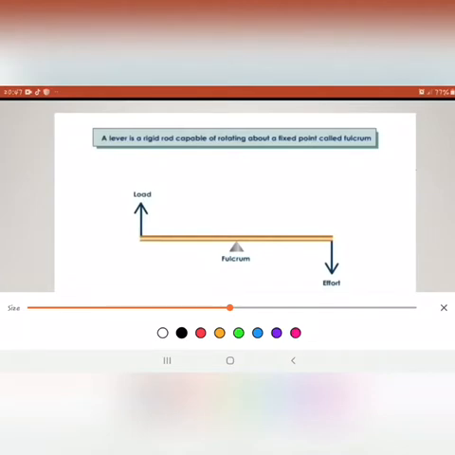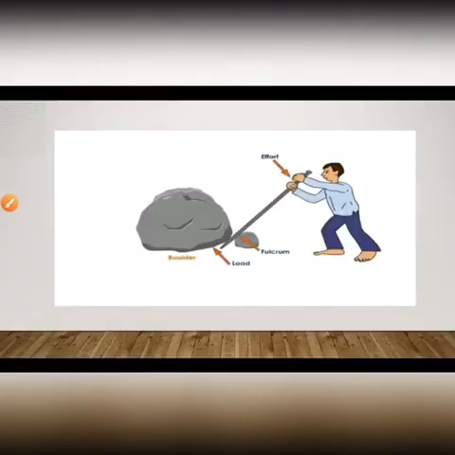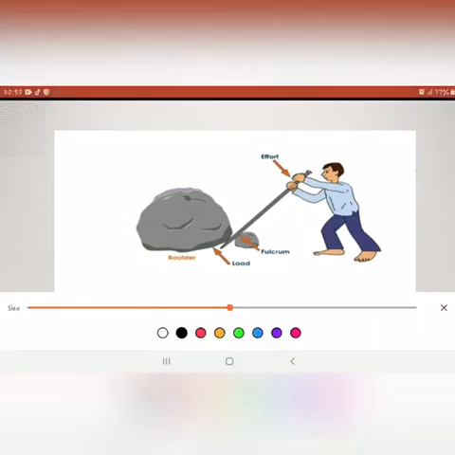Levers are classified into three kinds on the basis of the relative positions of effort, load, and fulcrum. To understand the meaning of the effort, load, and fulcrum, let us view the example of a boy moving a boulder using a crowbar. The force that applies on the crowbar is called the effort. The weight, in this case the boulder that is being pushed, is called the load. And the point at which the crowbar is pivoted is called the fulcrum.